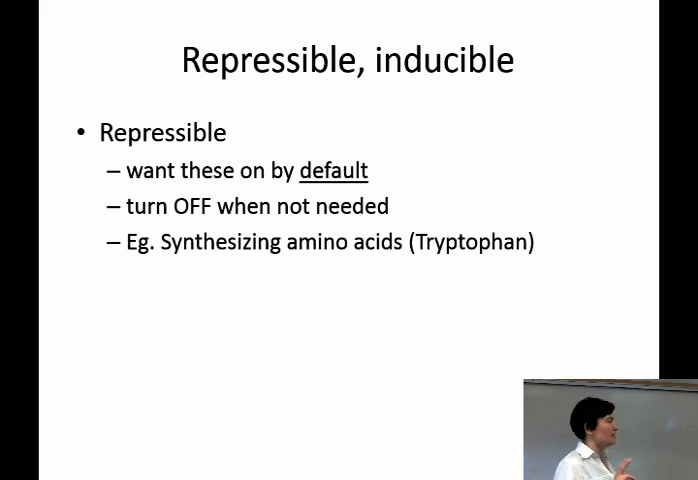So again, there are these two terms you need to understand, repressible and inducible. So repressible is for an operon that is making proteins that you need to be on most of the time. So it's going to be on by default. Unless you do something, transcription is happening. And you're only going to stop transcribing when you don't need it. And so an example is the tryptophan operon.